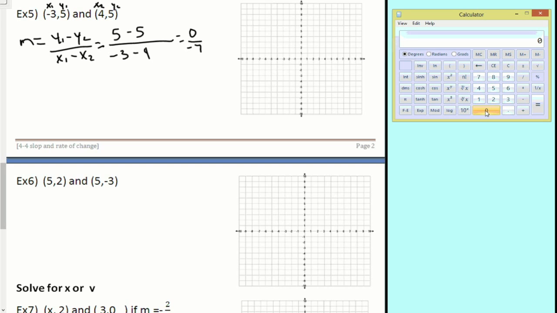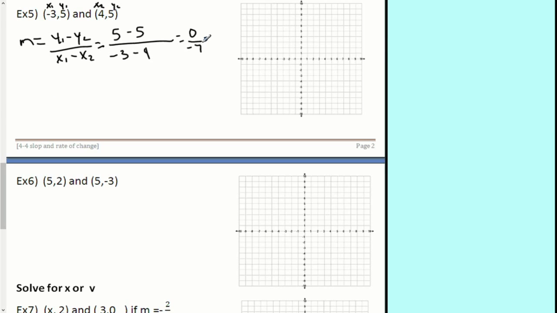So 0 divided by negative 7 equals 0. So 0 divided by a negative 7 is actually 0. And that makes sense logically if you think about it for a minute. How many negative 7s can you take out of 0? Well, none. So the slope of this line is 0.